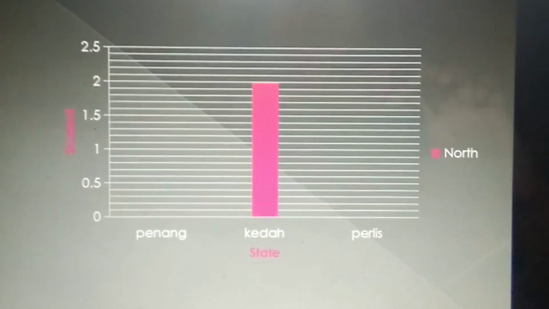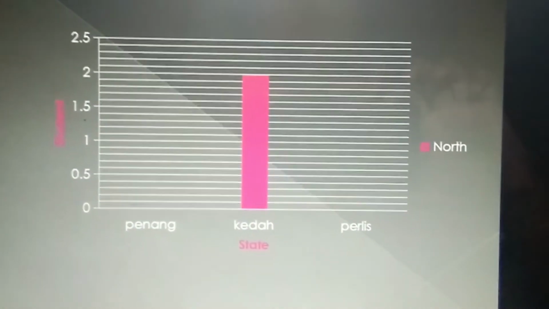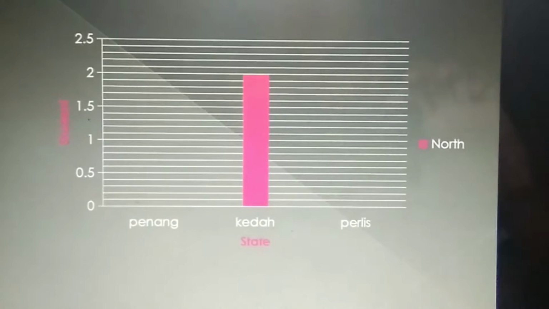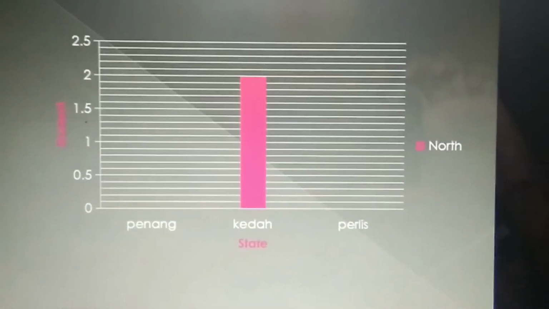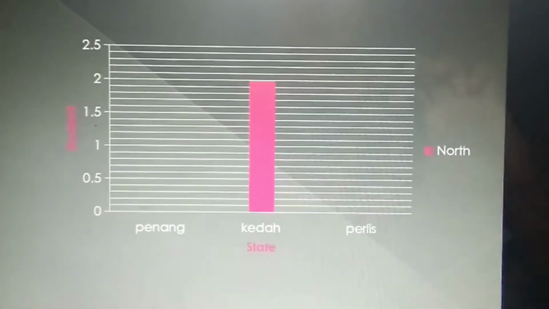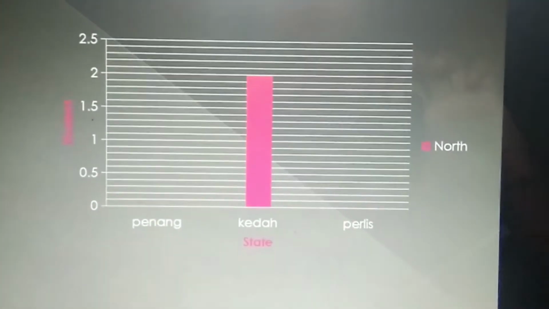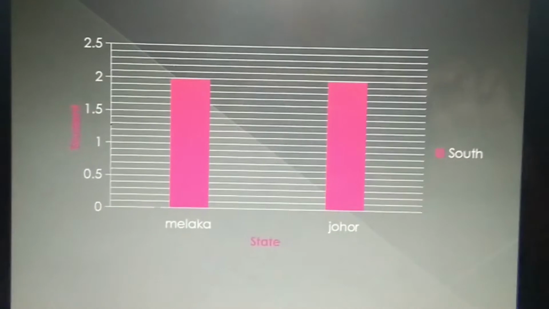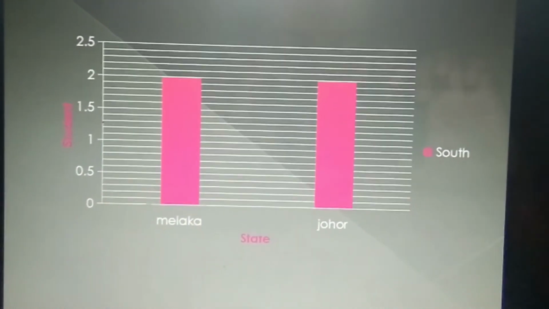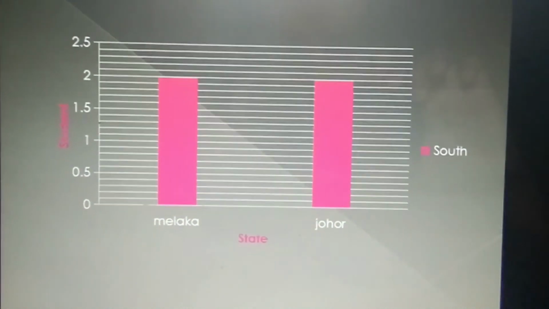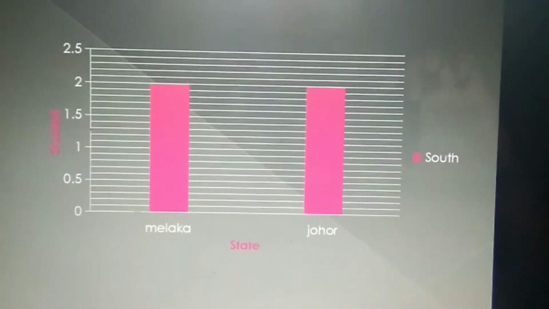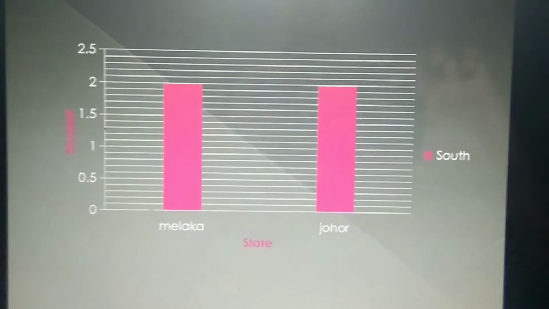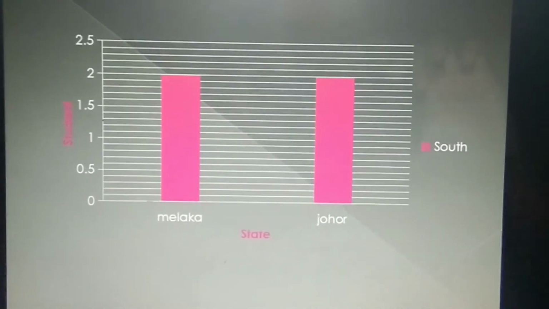This is the graph for the North part of Malaysia. There are 3 states in the North part, which are Penang, Kedah and Perlis. From the graph, we can see there are only 2 students from Kedah and no students from Penang and Perlis. Next is the graph for the South part of Malaysia. There are 2 states, Melaka and Johor. From Melaka, there are 2 students, and from Johor, there are also 2 students.